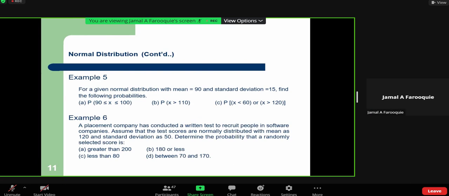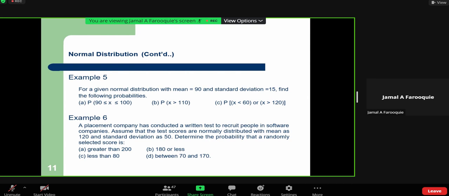Let us see example 6 first. A placement company has conducted a written test to recruit people in software companies. Assume that the test scores are normally distributed with mean as 120 and standard deviation 50. Determine the probability that a randomly selected score, or you can say if a candidate is randomly chosen, what is the probability that his or her score will be greater than 200.